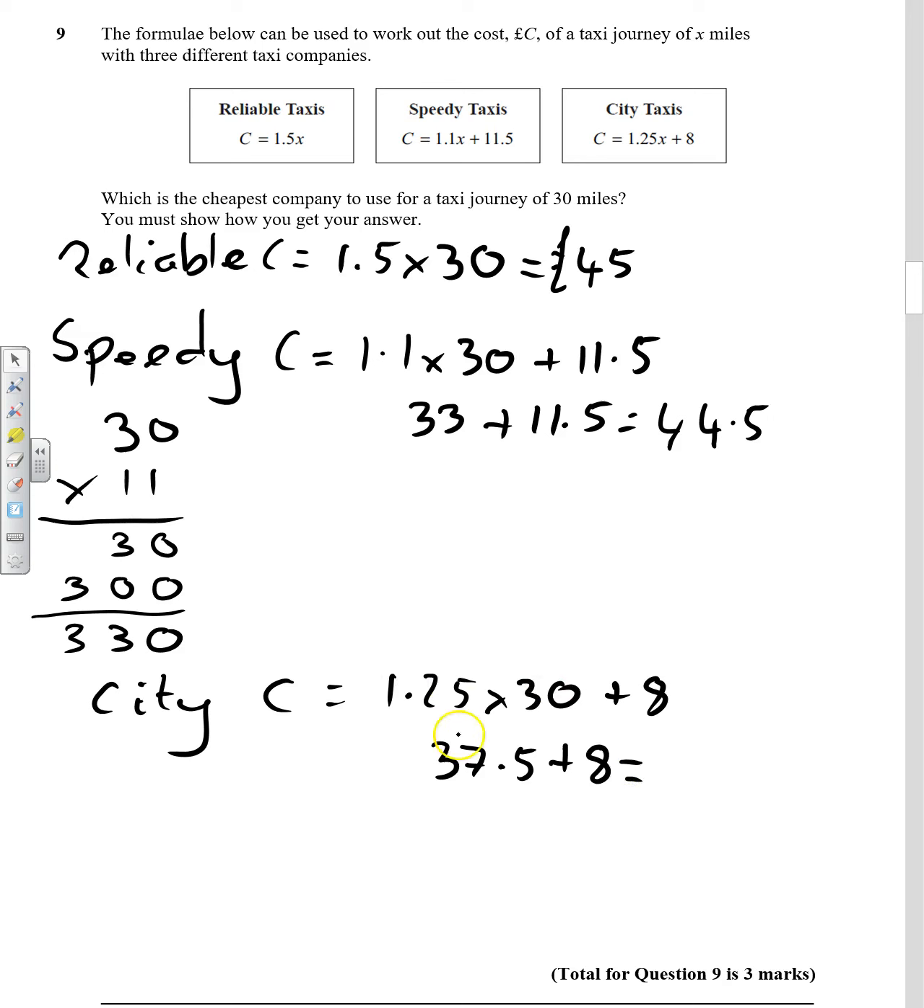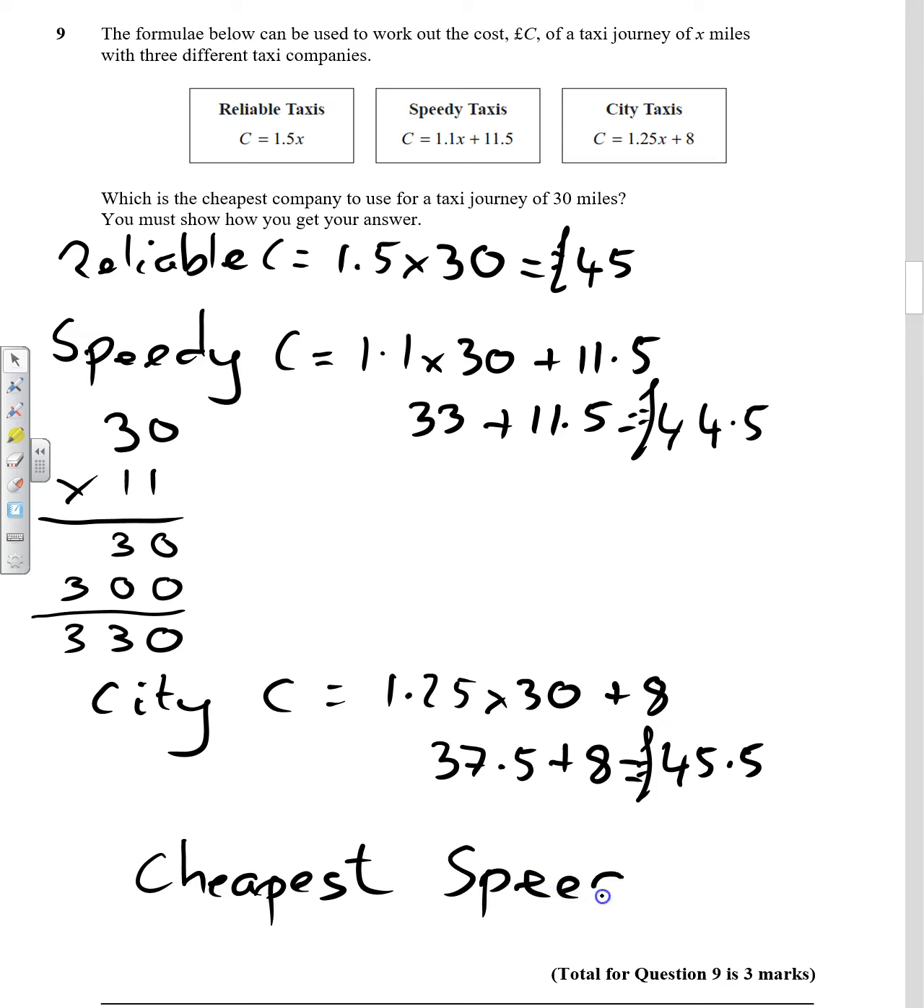Again, if you're not sure about this multiplication, you could use a grid method. 37.5 add 8 is 45.5. Don't forget these are pounds. So actually, which is the cheapest? Cheapest is Speedy. Make sure you write that down. And that way you get all the marks.